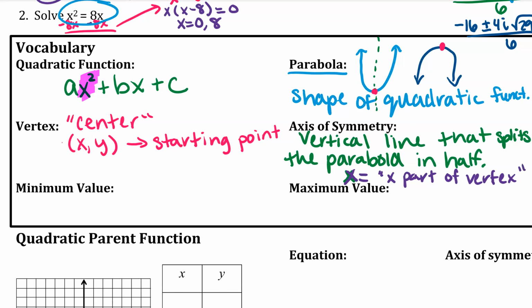Now, every parabola either has a minimum value or a maximum value. If it has a minimum value, it looks like this. It's an upward facing parabola, and this vertex is going to be your minimum value. Now, you usually talk about the y values when you're talking about your minimum value. So you would put minimum value, y equals, and then the y part of the vertex.